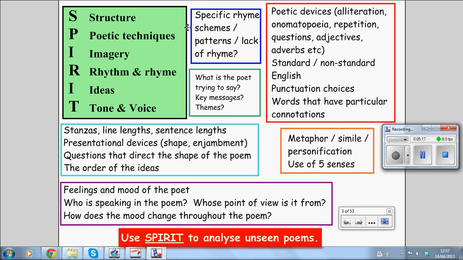If there's no rhyme, is that because the poet's trying to make it more realistic? Are they trying to tell a story? Think about the reasons behind things and the effect of them when they're used.